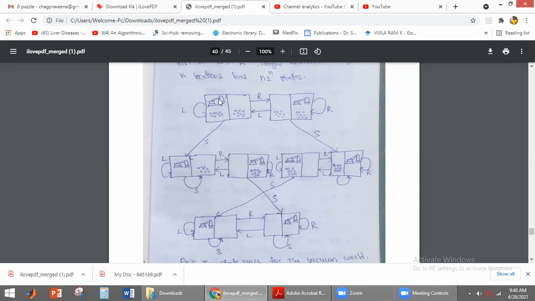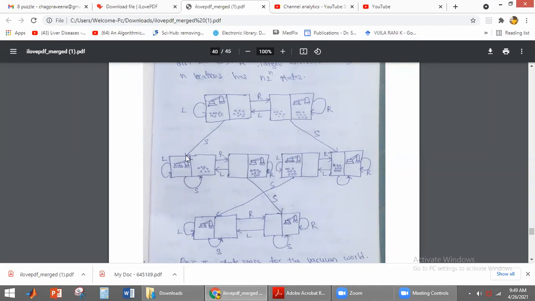Now, for example, it is in this state. What are the different actions it can perform? If it takes left, it will be in the same state. If it takes right, it moves to this state. For example, if it takes suck, then it goes to this state. Suck means it removes the dirt in that location. So it goes to this state.